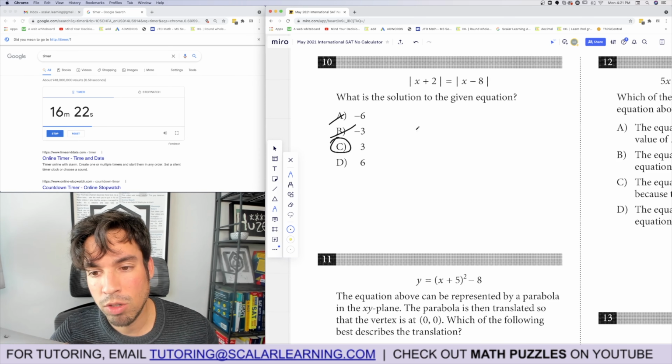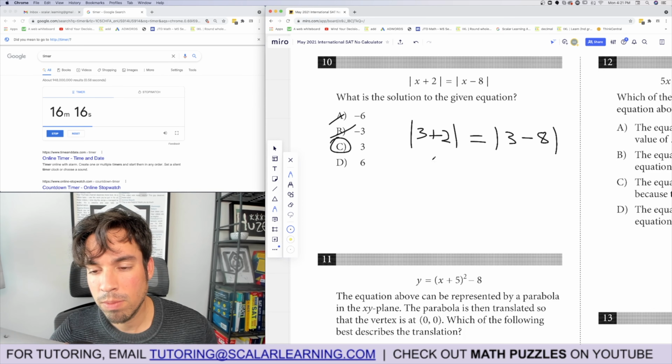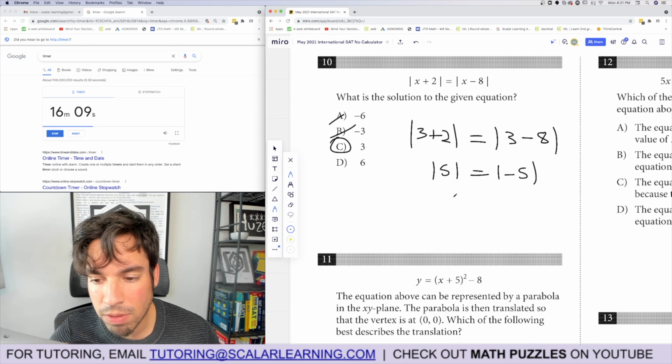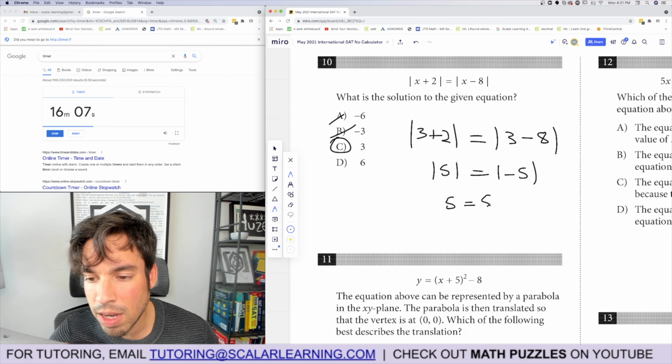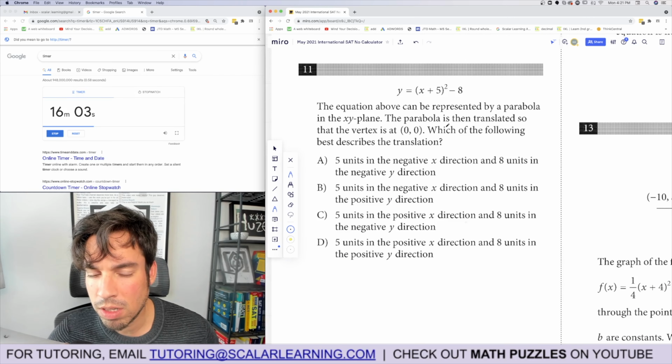All right, now let me explain a little bit why. So 3 plus 2 equals 3 minus 8. 3 plus 2 is 5. 3 minus 8 is -5. Well, absolute value is the positive purifier. Absolute value of 5 is 5. Absolute value of -5 is 5. It's true. It's a solution. Done. 11. The equation above can be represented by a parabola in the xy plane. The parabola is then translated.